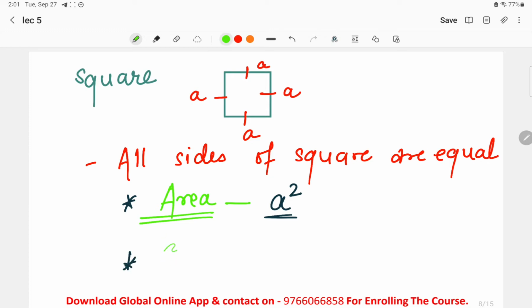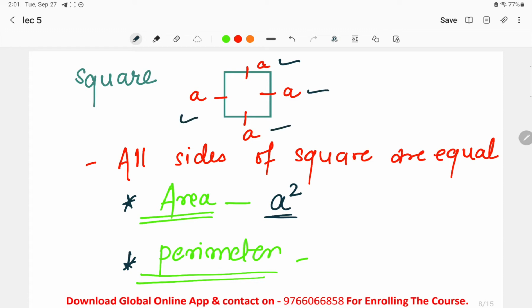Now the next formula is the perimeter. Now what is the perimeter? As we know, perimeter means the boundaries. So what are the boundaries over here? All the boundaries are telling that the side is A. So basically what we will take as the perimeter is 4A, all the sides. As I told you, perimeter means all the outer boundaries.